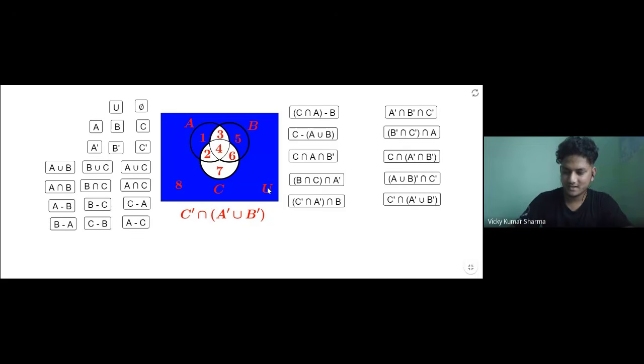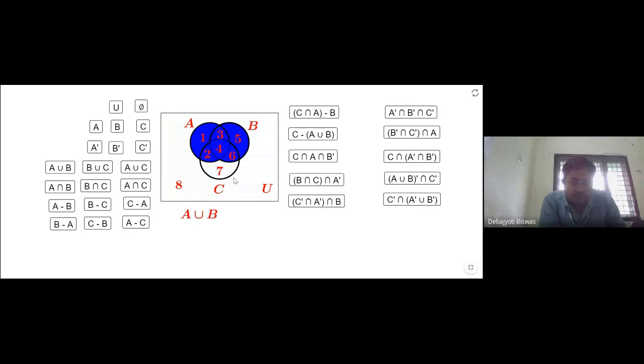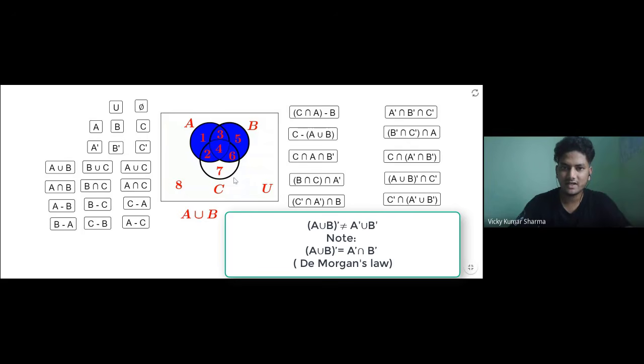Okay, so shall we understand that? Yeah, let's take it first. A union B means this region. So except this region, what other elements will I have? I'll have 7 and 8 when I'm taking A union B whole complement, that is A complement union B complement. So I'll just have elements 7 and 8.